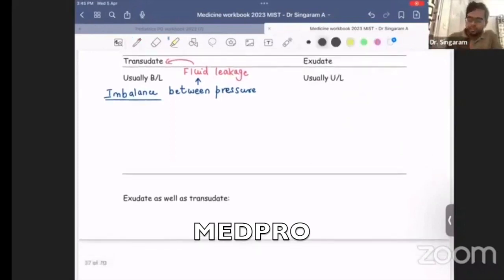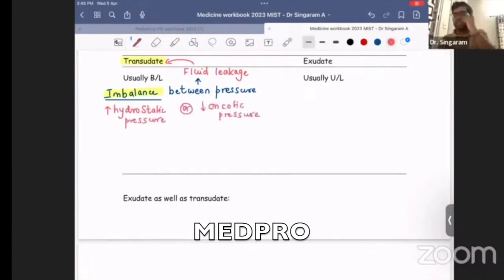So transudate basically, remember, is an imbalance between the two pressures. So what could be that imbalance? It could either be an increase in the hydrostatic pressure, or it would be a decrease in the oncotic pressure. These are all physiology concepts, doctors, okay? Increased hydrostatic or decreased oncotic pressure.